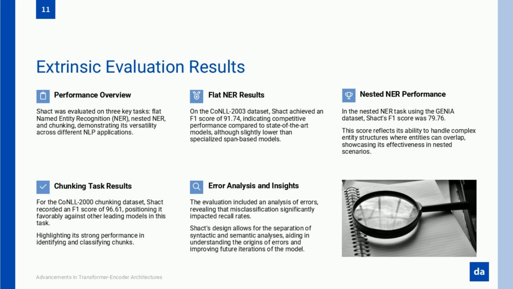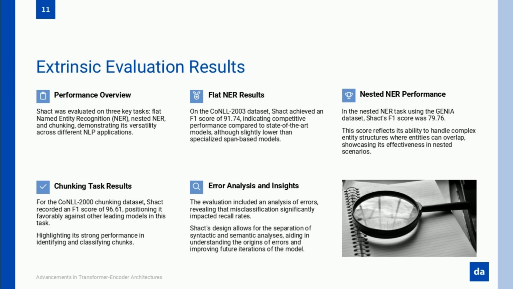SHACT was tested across 3 key tasks: flat named entity recognition (NER), nested NER, and chunking. Each of these tasks posed unique challenges, and the results showed how versatile the model truly was. In flat NER, where entities are straightforward and non-overlapping, SHACT achieved an F1 score of 91.74 on the CoNLL 2003 dataset. This placed it competitively against state-of-the-art models, though it lagged slightly behind those specialized for flat structures. Flat NER is a task where precision often takes precedence, and SHACT's ability to balance accuracy and recall proved to be one of its greatest strengths.